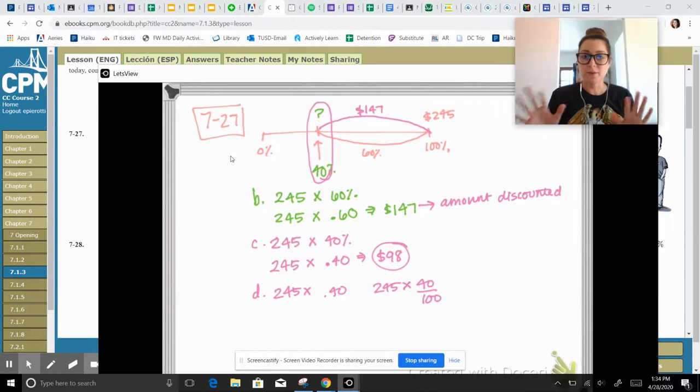So those are a couple different ways that we can write out this problem. So this is showing a percent discount.